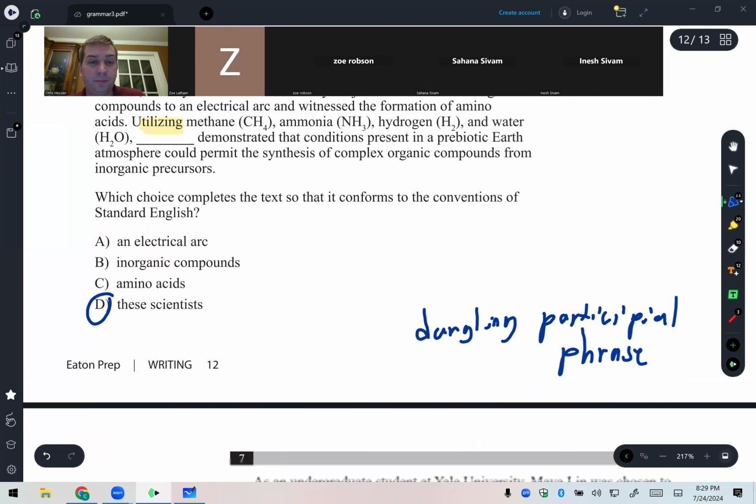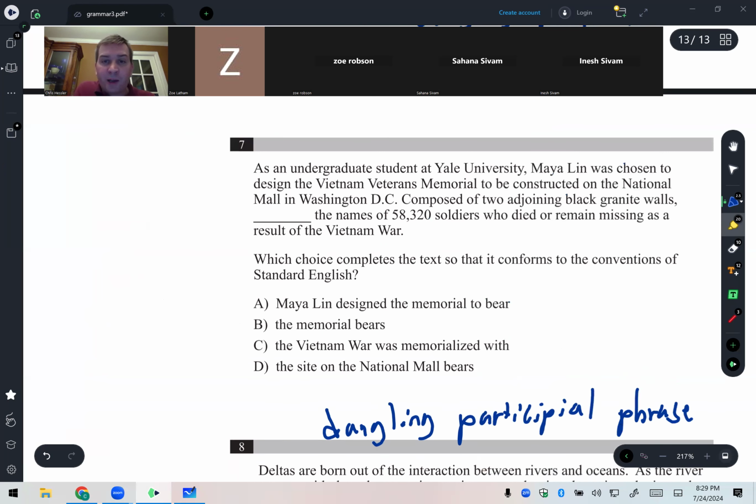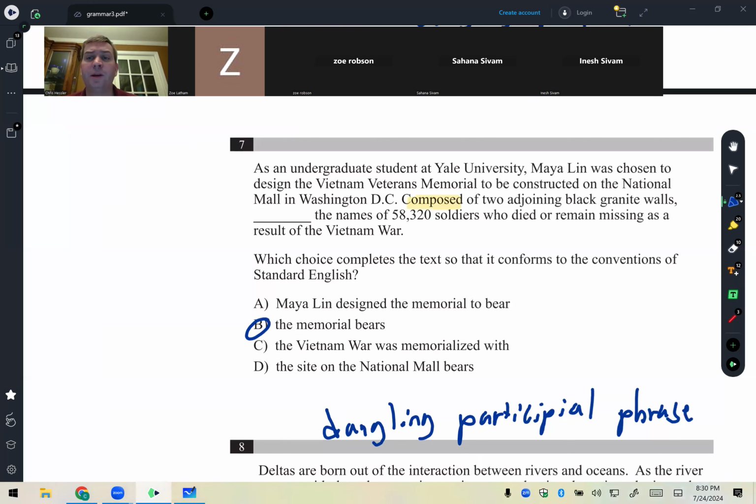Number 7. Oh, it's another one of these. Past participle, I'm going to highlight it. Composed of 2 adjoining black granite walls. The memorial bears the names of 58,320 soldiers who died or remained missing as a result of the Vietnam War.